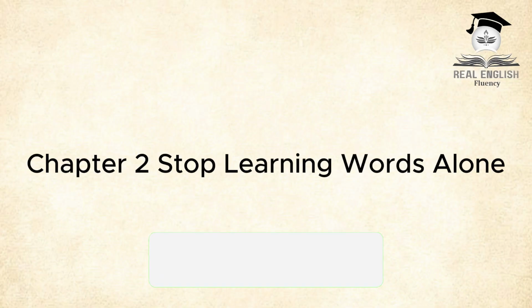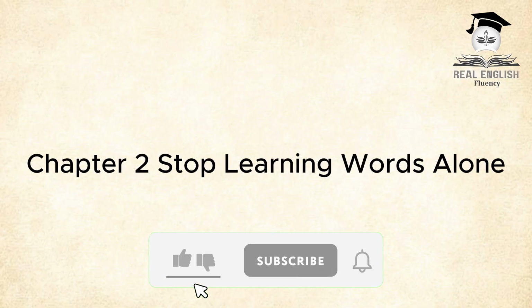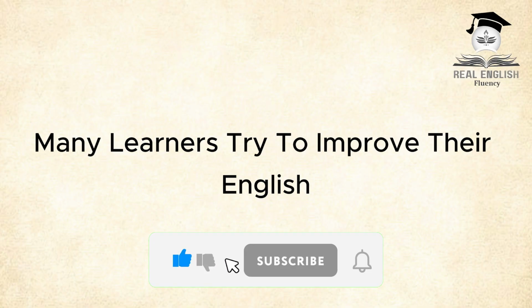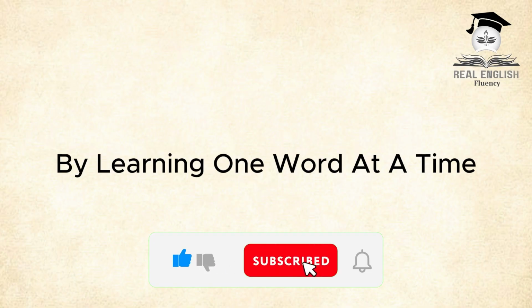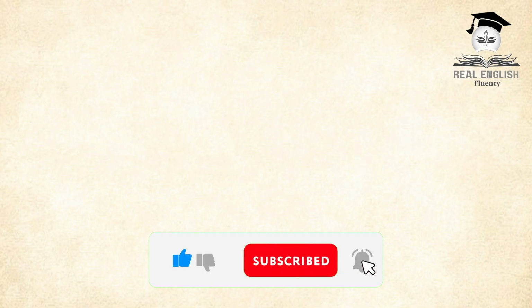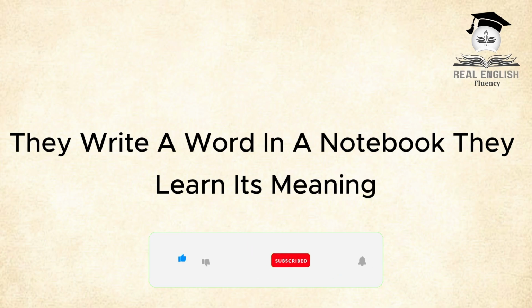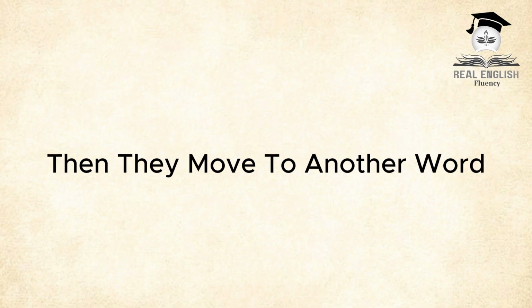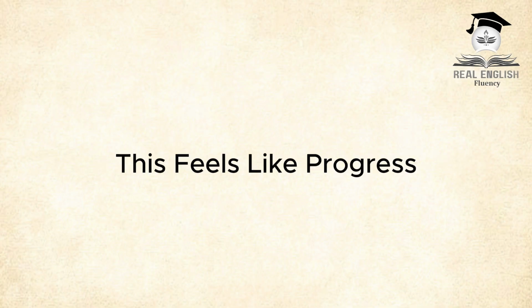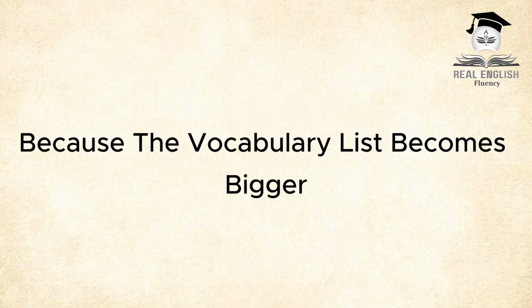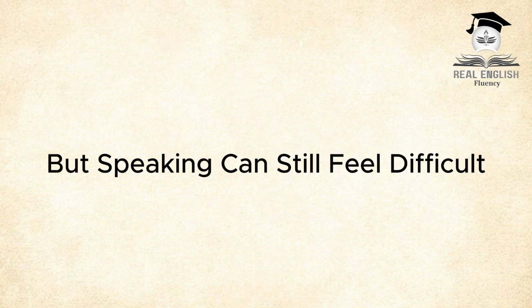Chapter 2. Stop learning words alone. Many learners try to improve their English by learning one word at a time. They write a word in a notebook, they learn its meaning, then they move to another word. This feels like progress because the vocabulary list becomes bigger, but speaking can still feel difficult.